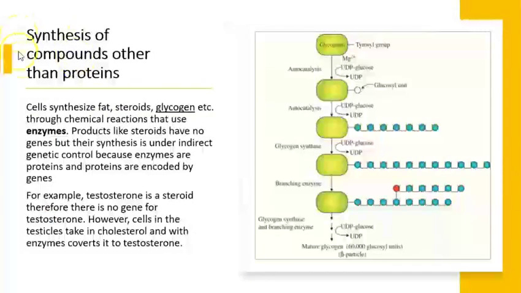Synthesizing of compounds other than proteins: yes, we produce other things, not just proteins. But every single thing that is produced in your body is produced because there is an enzyme, which is a protein, that is going to make the production of something else possible, such as, for example, glycogen or fat.